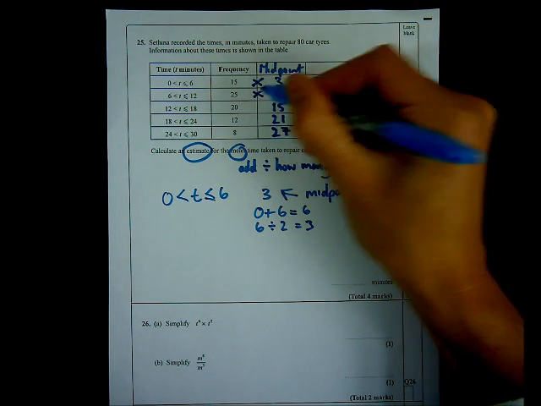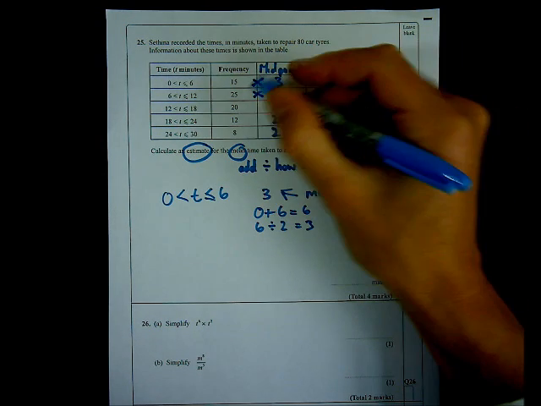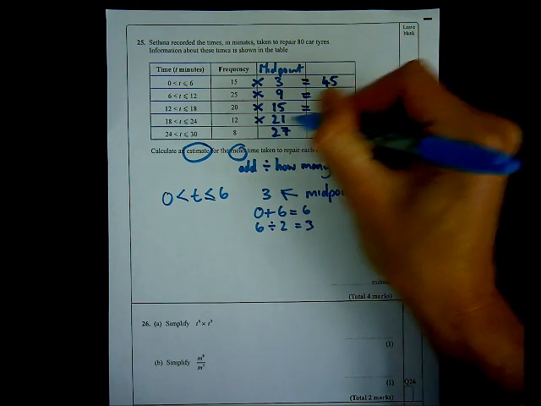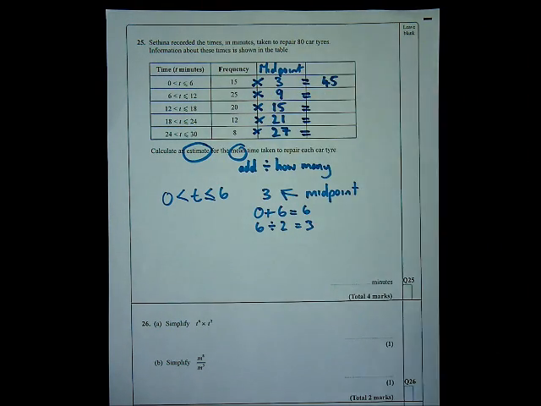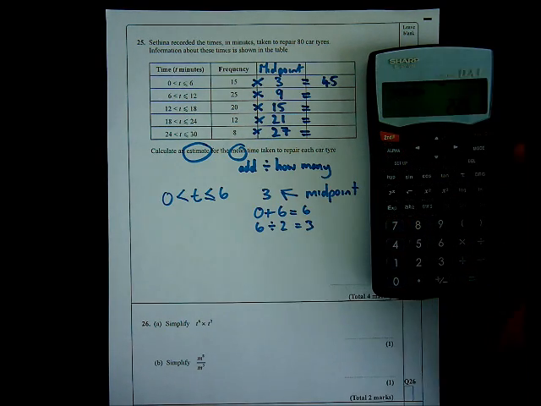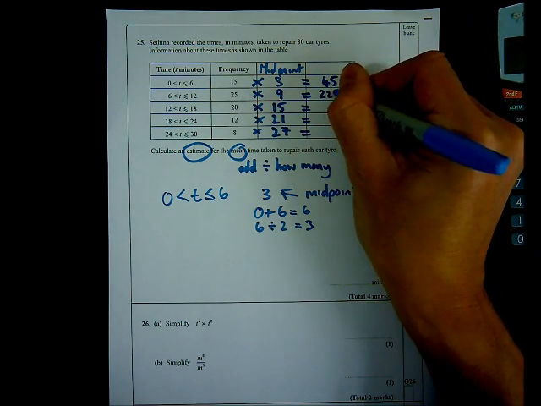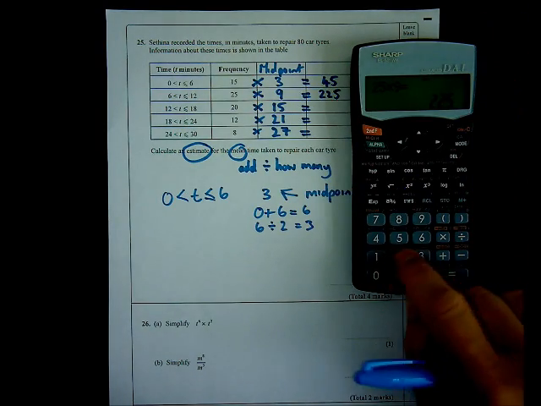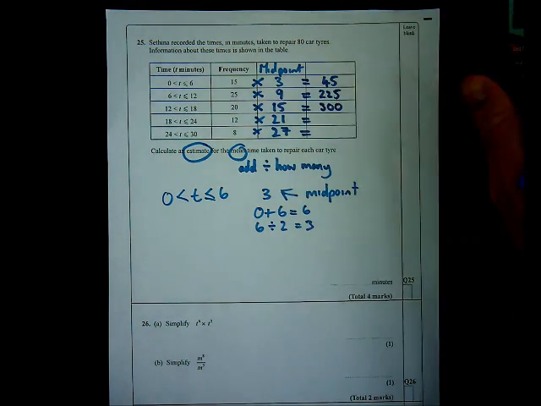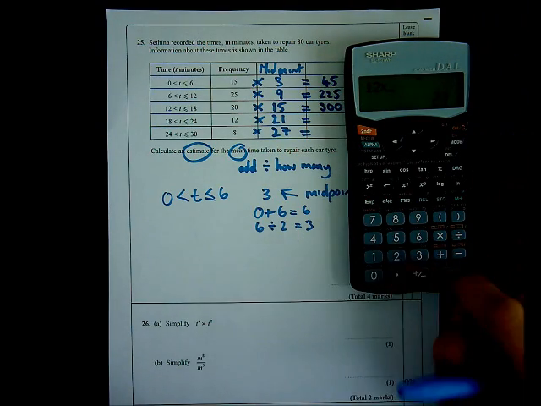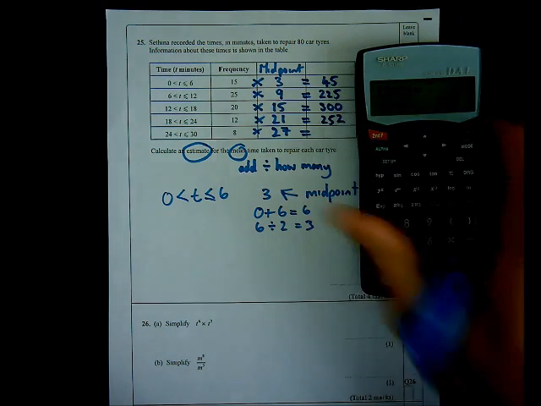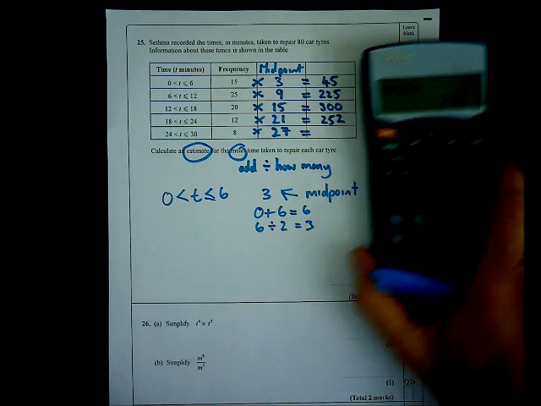If I have 25 repairs each of 9 minutes, how much do I have in total? If I have 20 repairs each of 15 minutes, again I can work out the total. And I can carry on and do that for all the rows of my table. Now, as this is a calculator exam, I can do 25 times 9, which is 225. And I can keep going down, working out 20 times 15, 300, 12 times 21, 252, and finally, 8 times 27, 216.